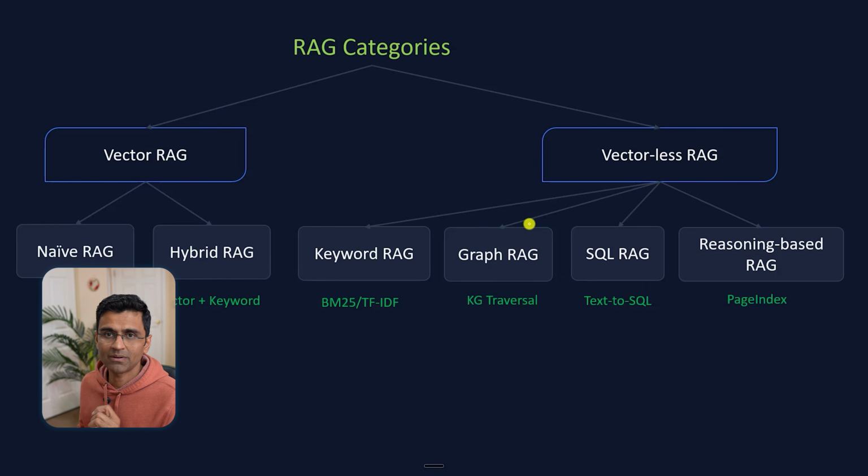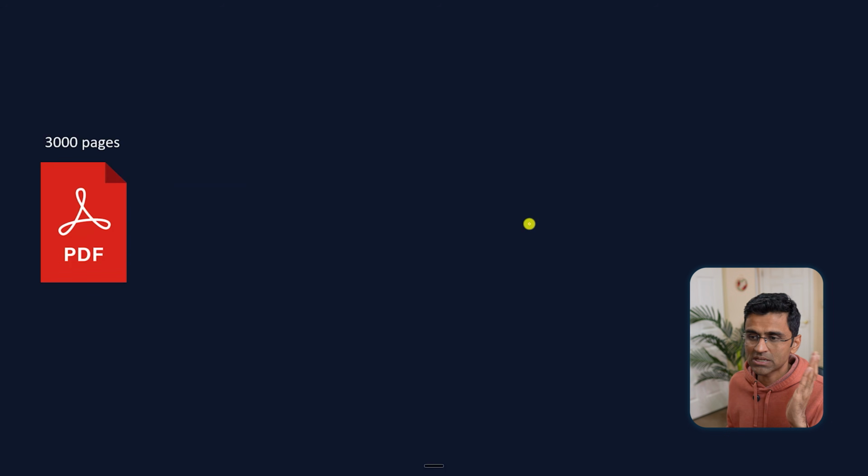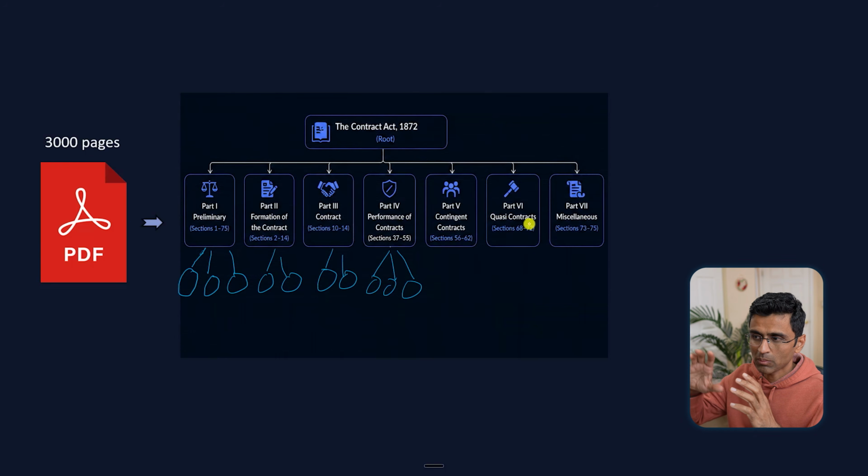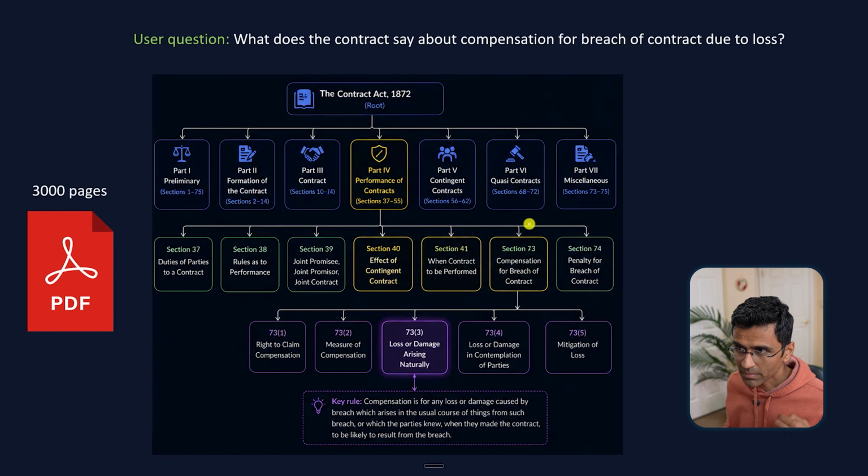And the last method, which is relatively new, is called page index. It is reasoning based RAG. So here, let's say you have a 3000 page PDF document. First, you will generate the table of content, okay? The table of content, or your information structure. This is like you are having a book and you are having all the chapter and topic layout. Now, when somebody asks this question, what does the contract say about compensation for breach of contract? The LLM will use its reasoning capability and this particular table of content to traverse this particular graph and locate the thing that it is looking for.